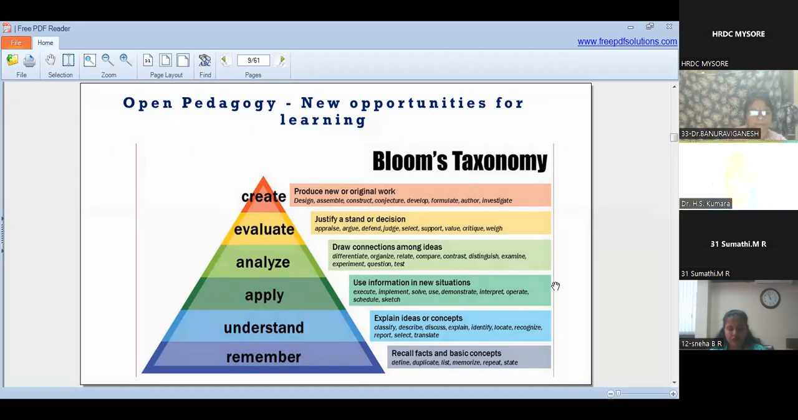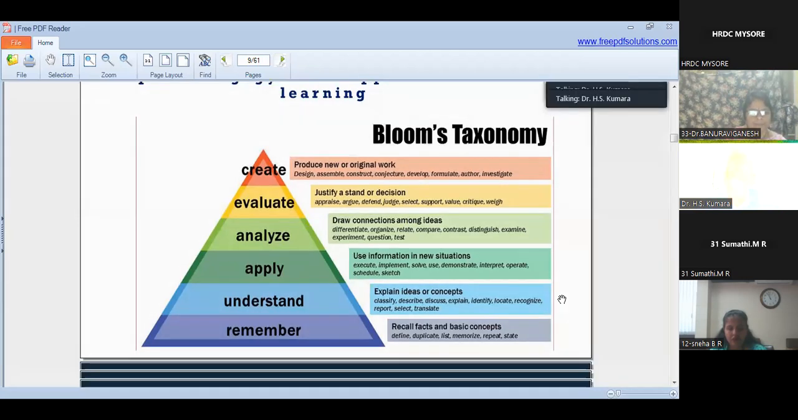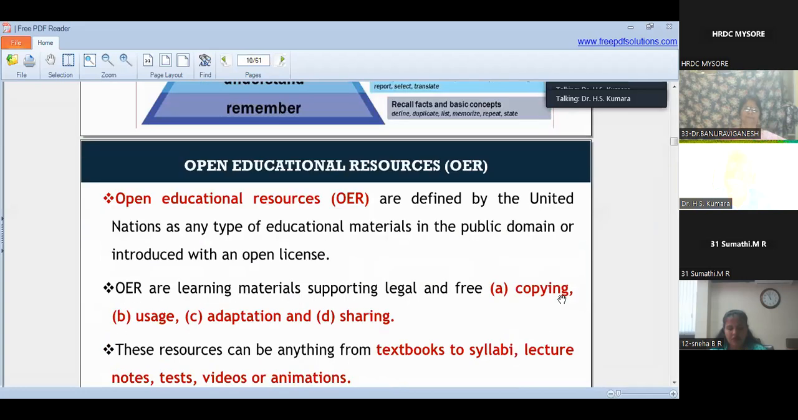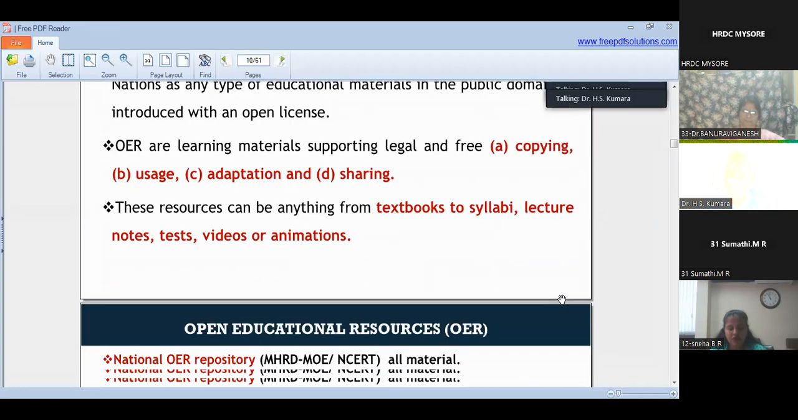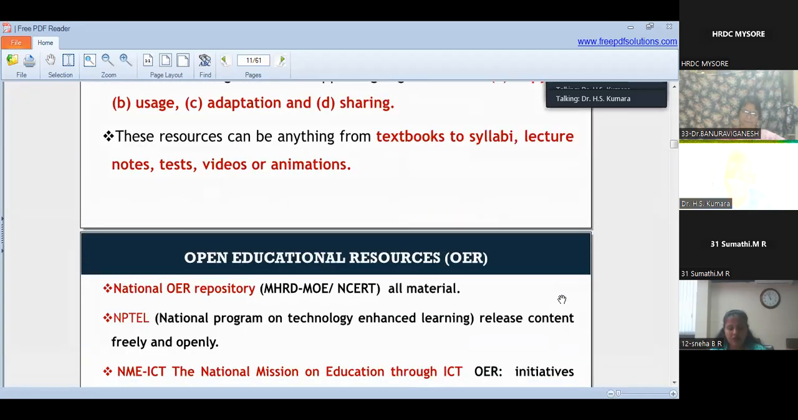Then this is only for the understanding, because you are all in the era of the new education policy. Probably I think Bloom's taxonomy is very much relevant in the present context. Then this is open education resources. Then again we have a separate resource person. Probably they will discuss it in detail. I can just give a highlight.